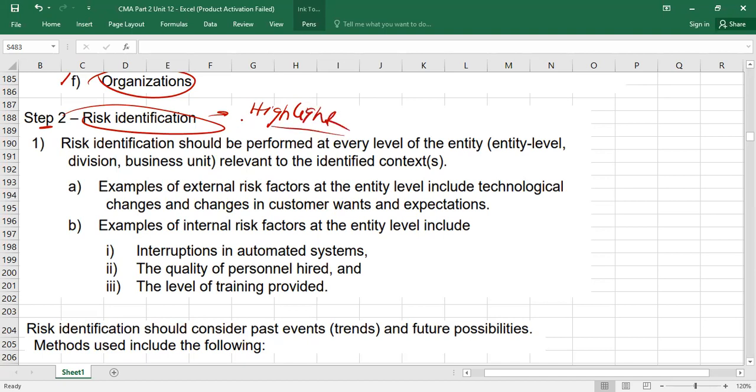Please remember, I'll tell you how to identify, don't worry. What methods we can use, I can talk about that. Please remember here, sometimes we face risk due to external factors.